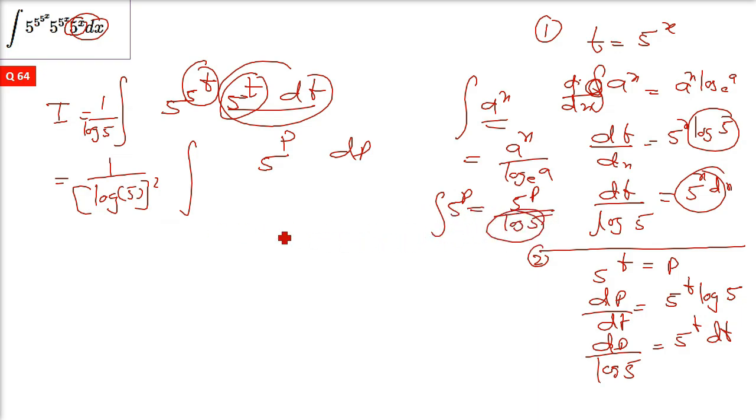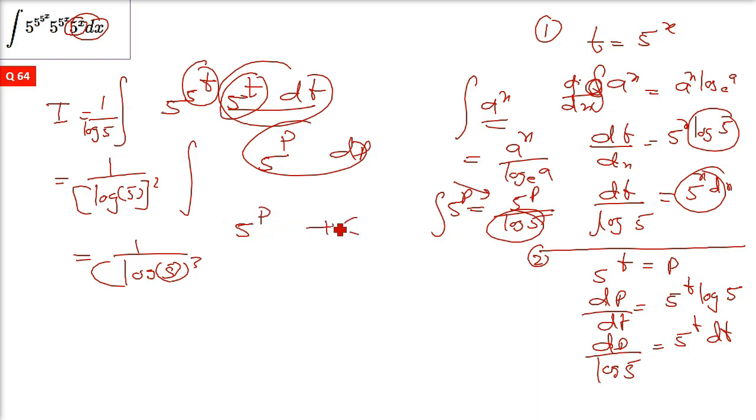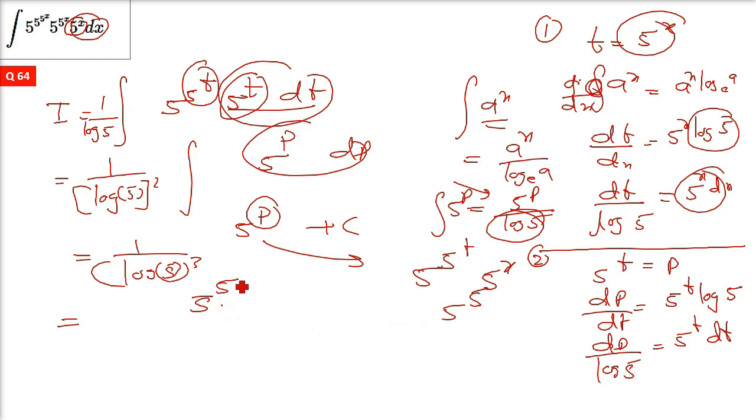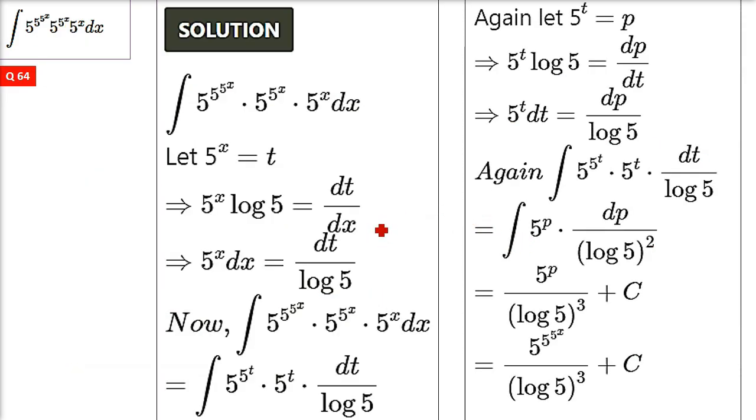Let us write it here. Again one more log 5 has come, so let us make it log 5 whole cube, that we are going to do. And this whole is going to be getting it from here. So 5 to the power p plus c, but p was what? It was 5 raised t, so let me write it here. 5 to the power p was 5 power t, and t was what? 5 raised x. So 5 to the power 5 to the power 5 raised x. So the final answer would be 5 to the power 5 to the power 5 x, and in the denominator you have log 5 and this whole cube, plus constant of integration. And how you are going to go about it, it's in front of you.